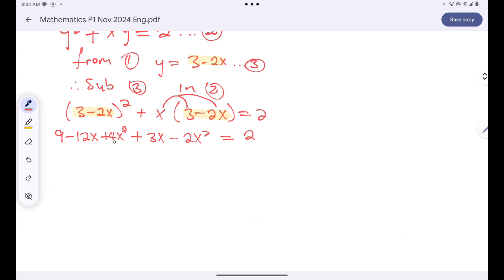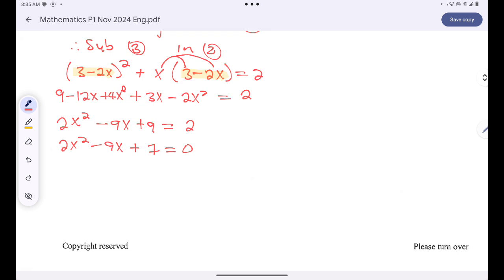We have 4x squared minus 2x squared. That will give us a positive 2x squared. And then negative 12x plus 3x is just negative 9x, plus 9 is equal to 2. Then 2x squared minus 9x plus 7 is equal to 0. 9 minus 2 is 7, right?